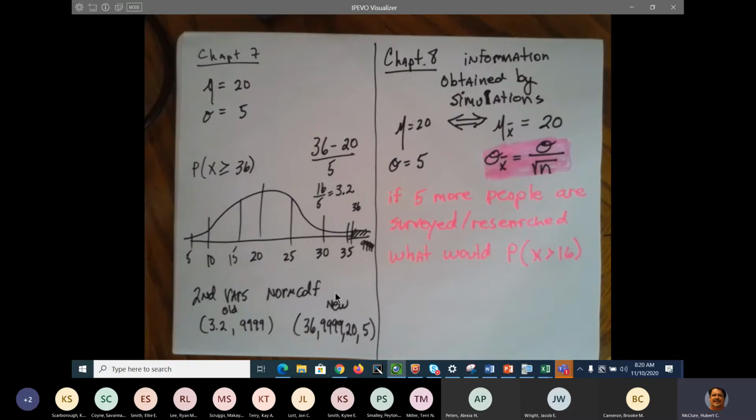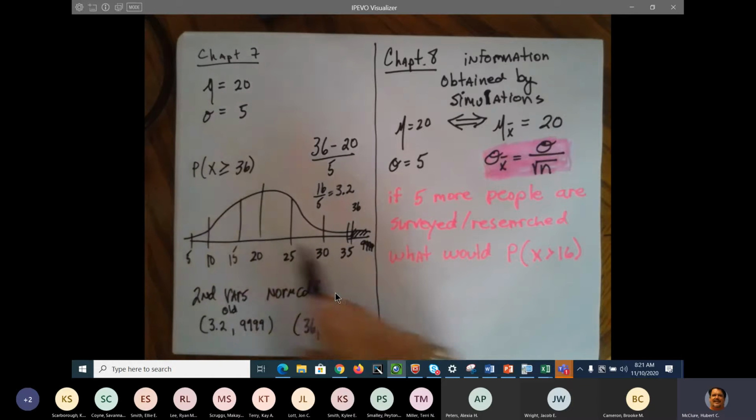So what do you do? Well, you draw a picture like always. And it looks just like this.